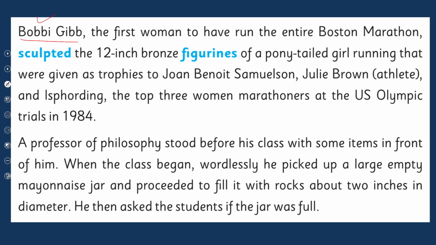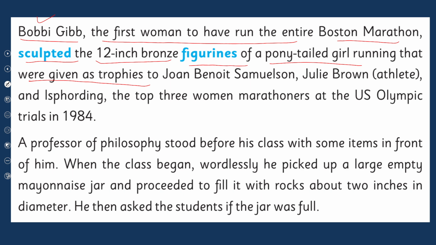Bobby Jebb, the first woman to have run the entire Boston Marathon, sculpted the 12-inch bronze figurines of a ponytailed girl running that were given as trophies to Joan Benoit Samuelson, Julie Brown, and Julie Isphording, the top 3 women marathoners at the US Olympic trials in 1984.